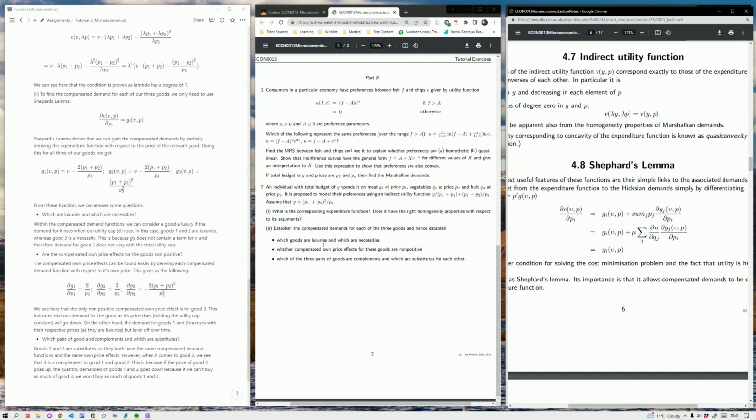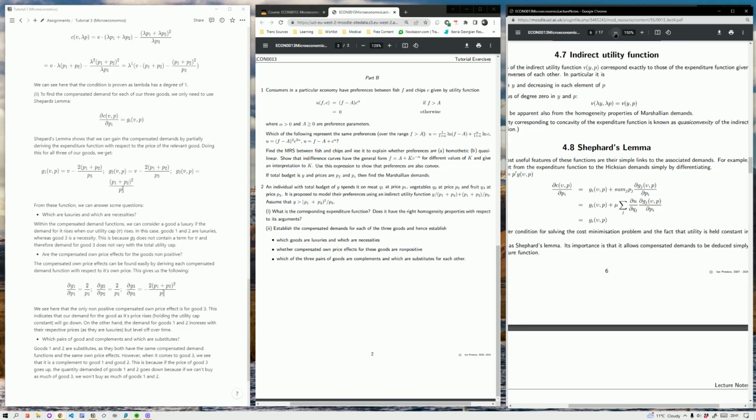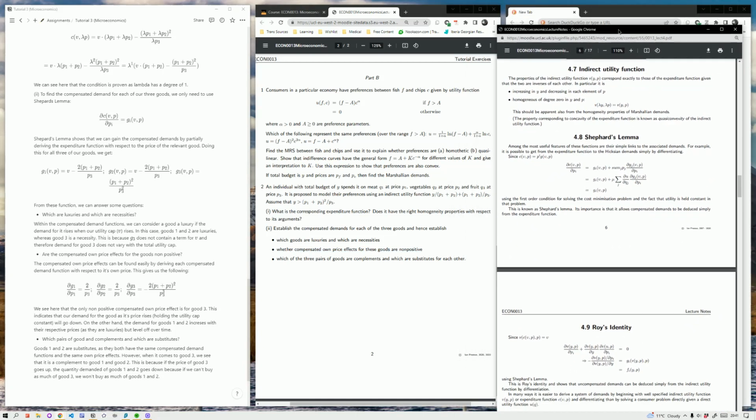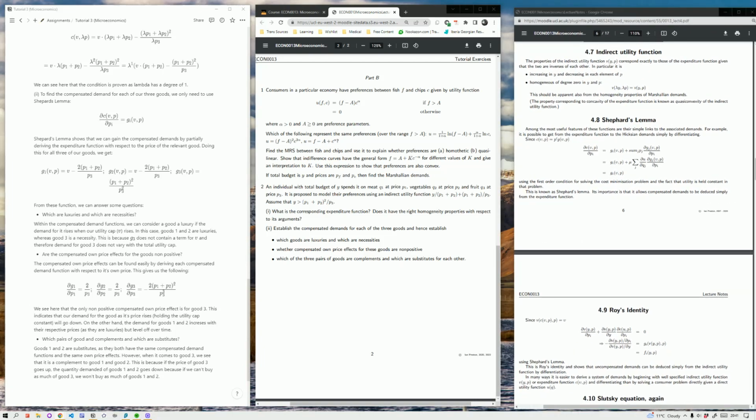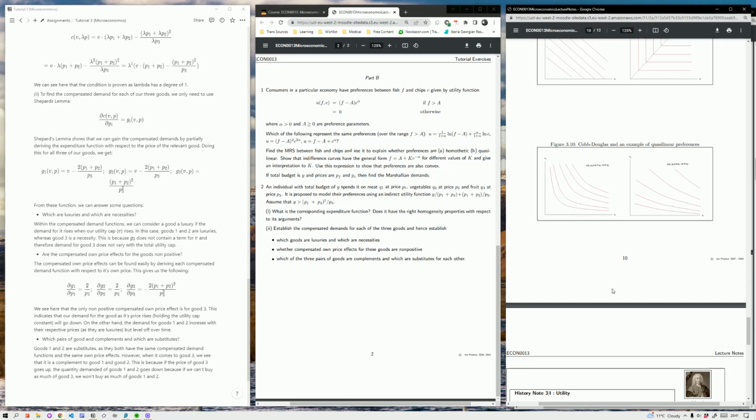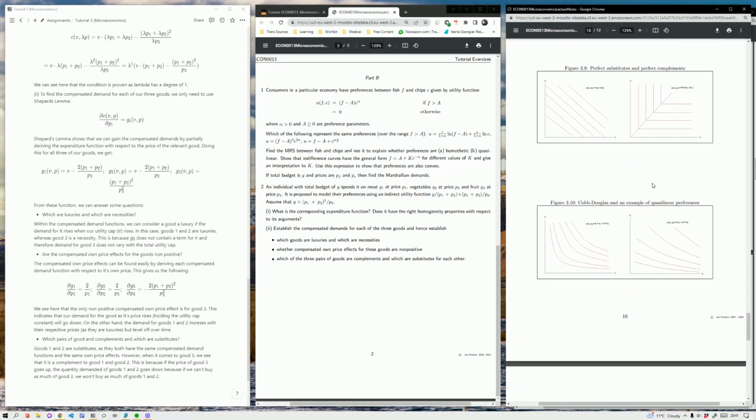Now we have to think about whether compensated own price effects for these goods are non-positive. Now that's a lot of fancy words. I think this is in week 3. Let me check. Is it in week 3? Where did week 3 go? Oh, there it is.